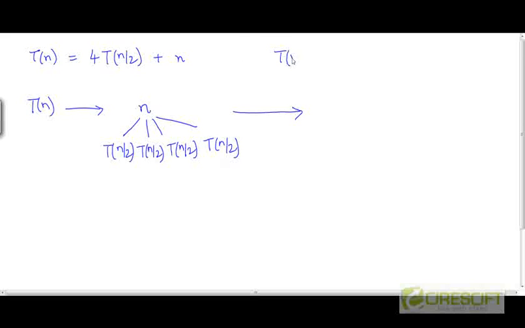So T of n by 2 is 4 times T of n by 4 plus n by 2. We get this by substituting n by 2 in place of n everywhere. So T of n by 2 is 4 times T of n by 2, the whole thing divided by 2, which is n by 4, plus n by 2.